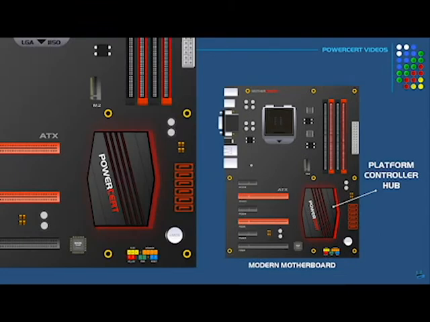You can also find this right here, the PCH, or the Platform Controller Hub. So this PCH is pretty much the main hub for where all of the information passes through and goes to other parts to interact with those parts and to be interpreted or used.